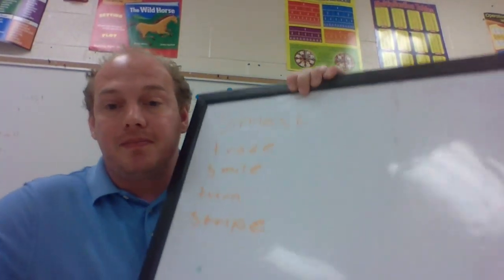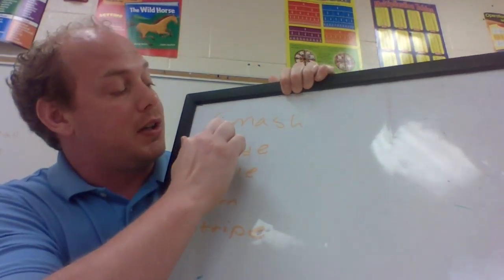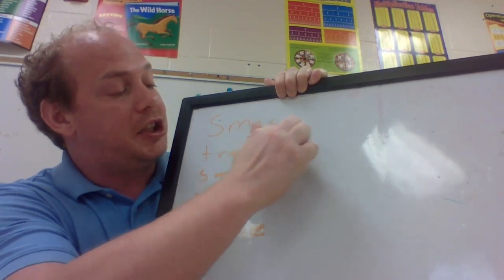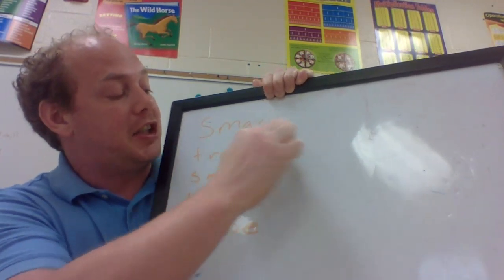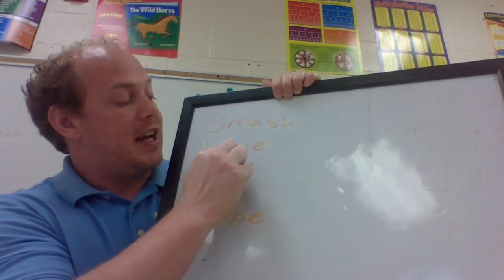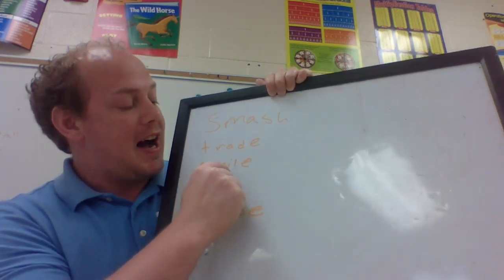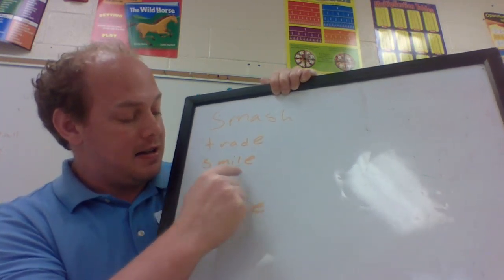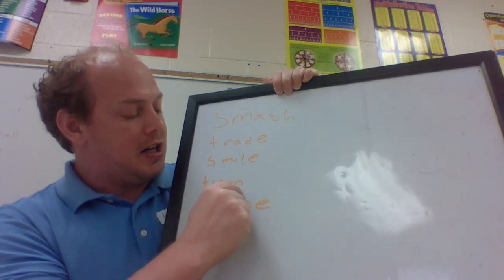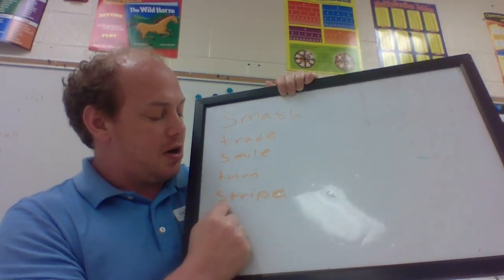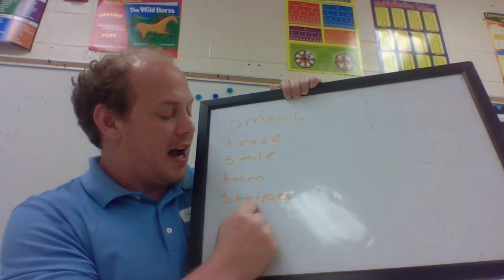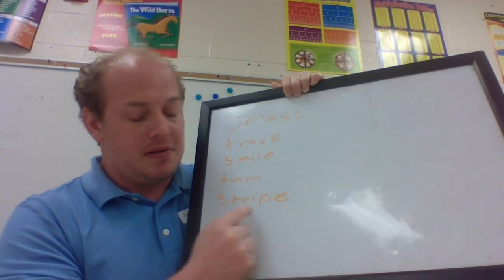All right, so I've got some words written down on my whiteboard. So what's this first word? Smash. Trade. Smile. Turn. Stripe. All right, so what we're going to do to these words is we're going to add endings.